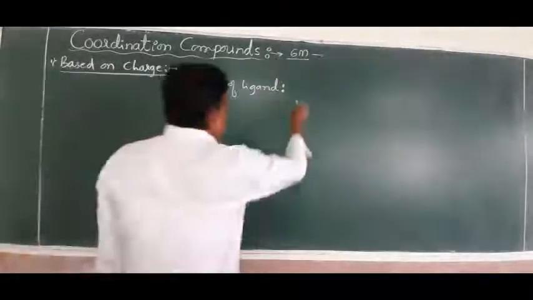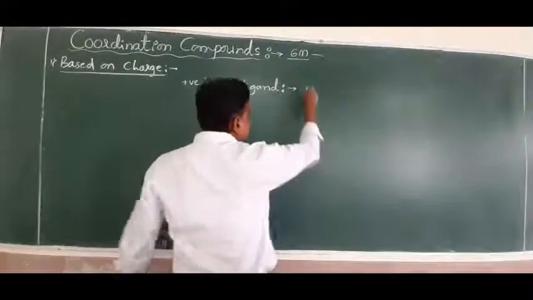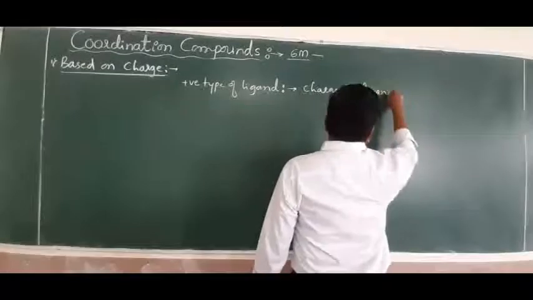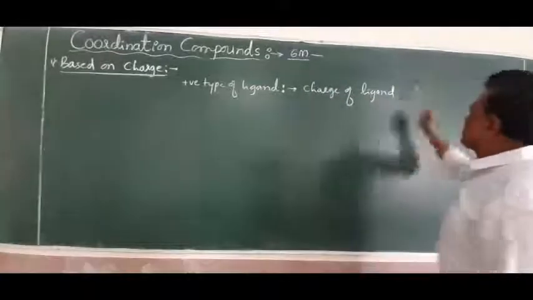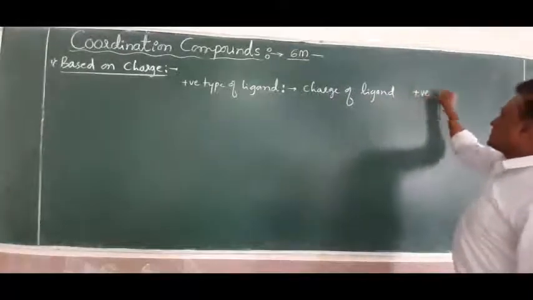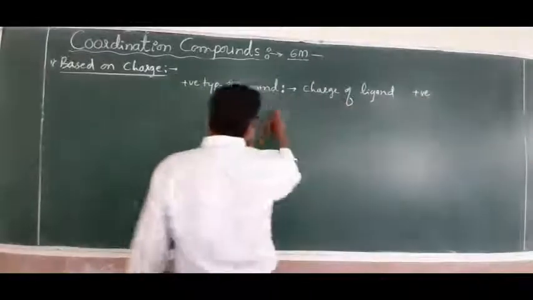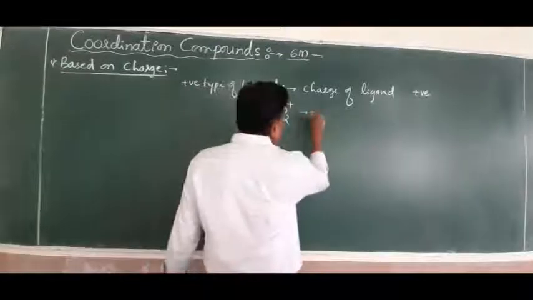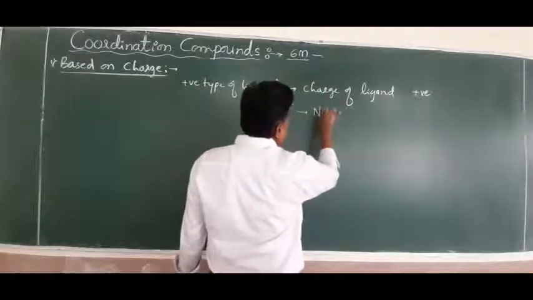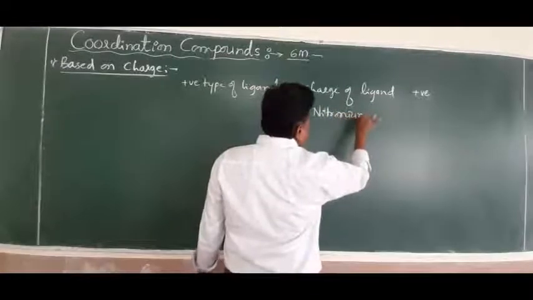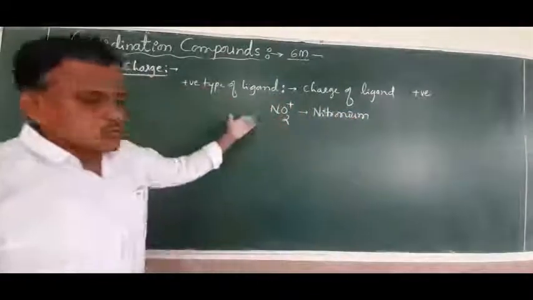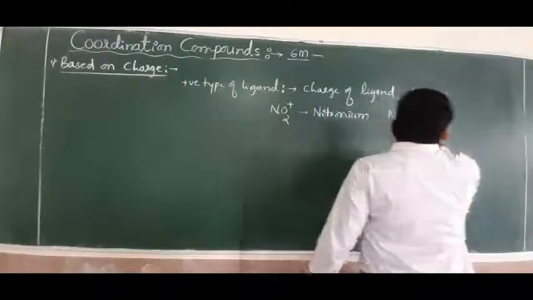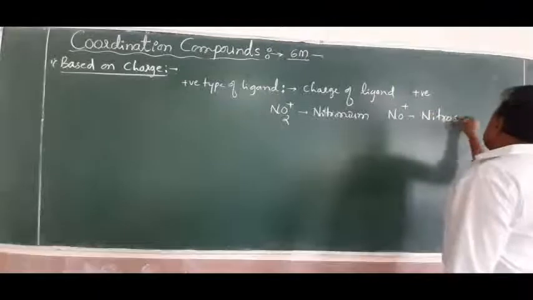And what are the cationic or positive type of ligands? The charge of the ligand is positive. An important example of this is NO2+. I think all of you know this is known as nitronium. Nitronium ion is NO2+. And if you want to know, NO+ is nitrosonium.